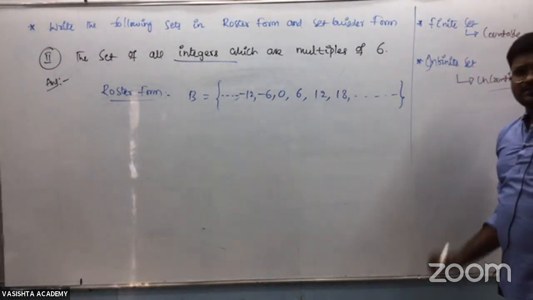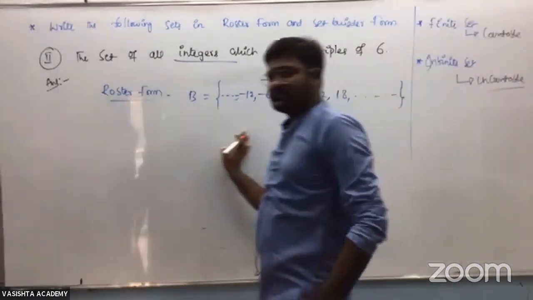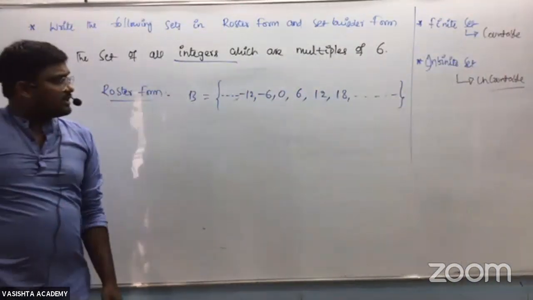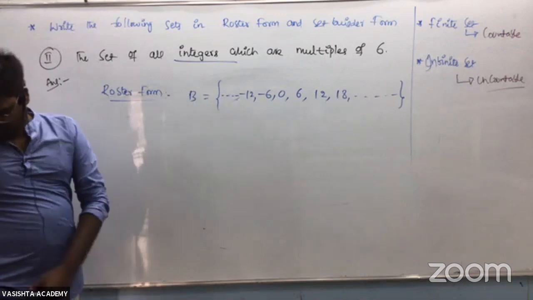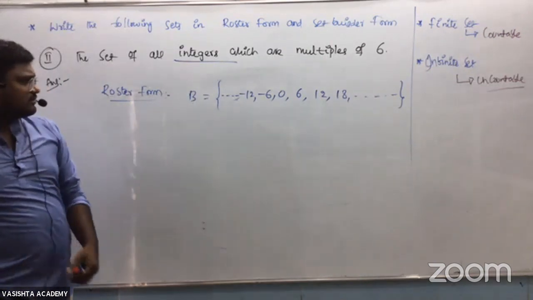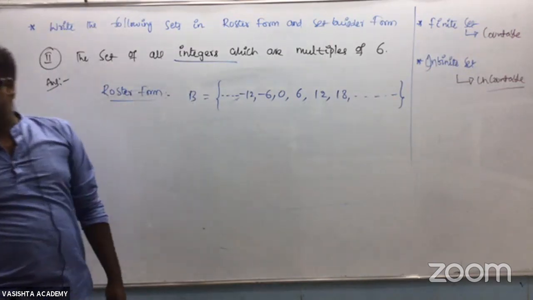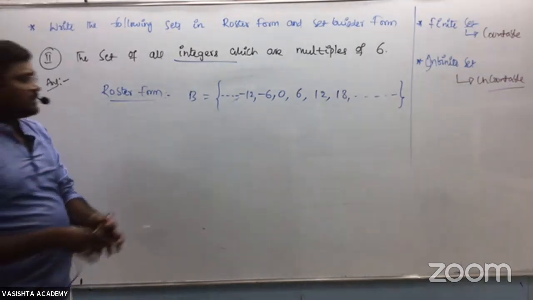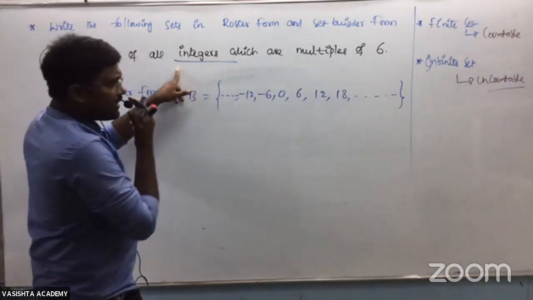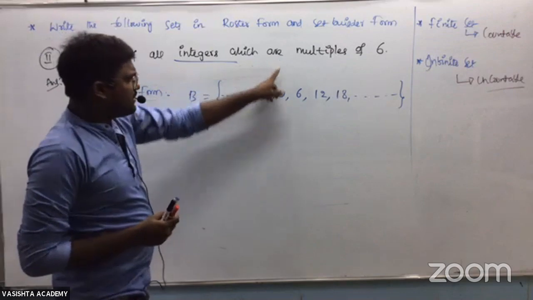I hope you understand the difference between these two. So here, this set B is an infinite set. But it doesn't matter, I'm just giving you small information. In roster form, I can write the set of all integers which are multiples of 6 as something like this.